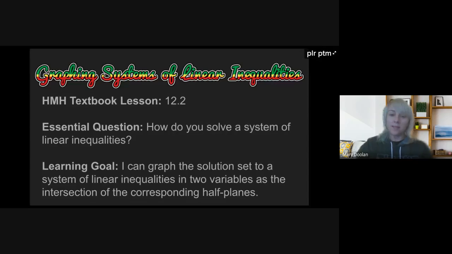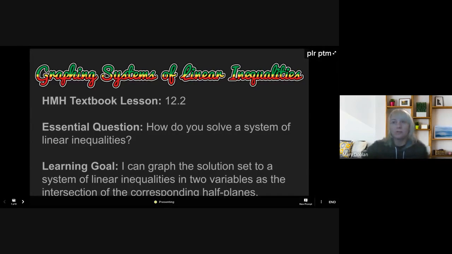Okay? This lesson goes with your textbook lesson 12.2. And your EQ is how do you solve a system of linear inequalities? Right? We're looking at the method of graphing to solve them. And your learning goal is that I can graph the solution set to a system of linear inequalities in two variables as the intersection of the corresponding half planes.